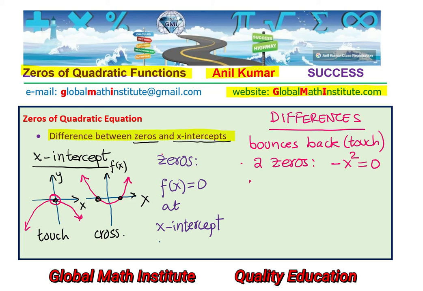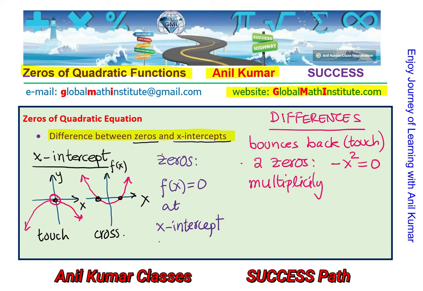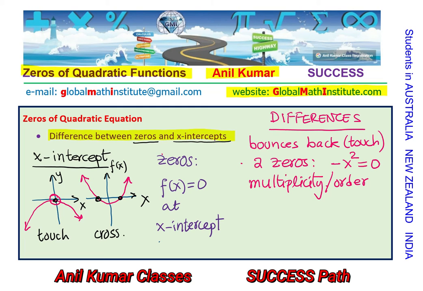So zeros have multiplicity, or order. Sometimes we write order. So that means number of zeros could be different. So in this case, there is only one x-intercept, but there are two zeros when it bounces back. In the case when it crosses, like shown in the second graph, there is 1 zero and one x-intercept. So you understand that.